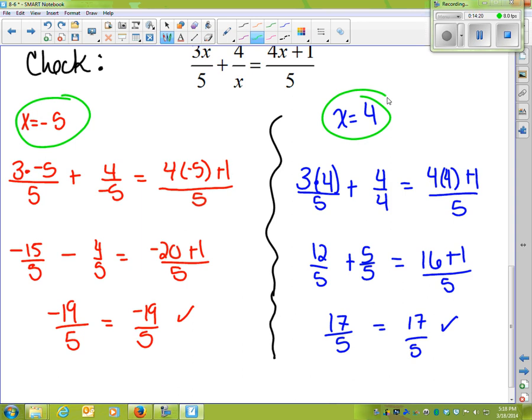So I hope you enjoy solving equations with fractions. They're not too scary. Just get rid of the denominator and then solve your equation.